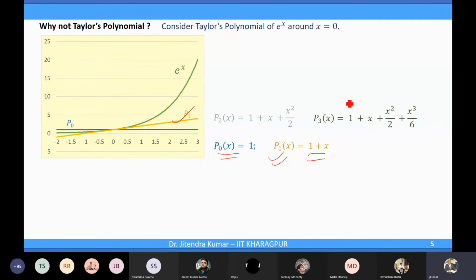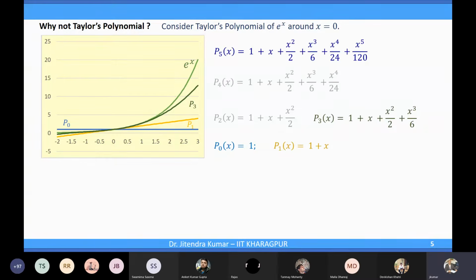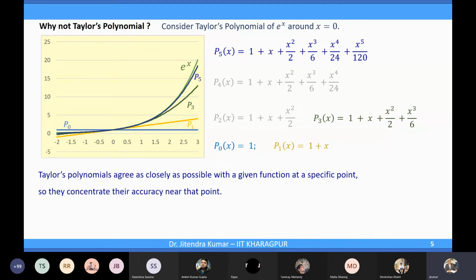Now let's increase that. Just plot this P3 here. If I plot this P3, this is approximating better now. The higher the degree, the better fit we can expect. For instance, if we go up to P5, this approximation is very, very good for e^x, and if you go for 10th order or 15th order, you will hardly see any difference between e^x and that polynomial. So we have that property of the polynomial, that you can approximate the given function by a polynomial.